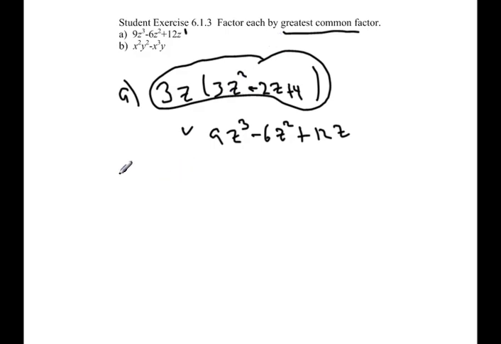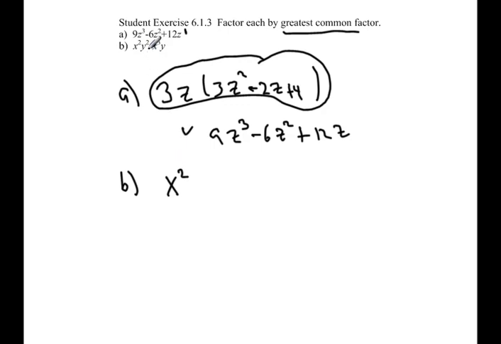B, common factor. Well, there are no numbers, so we just go for the letters, the variables. And we look for the lowest power of, well, starting with x. X squared and x cubed. X to the second, x to the third, if you will. Smallest power for x is x2.